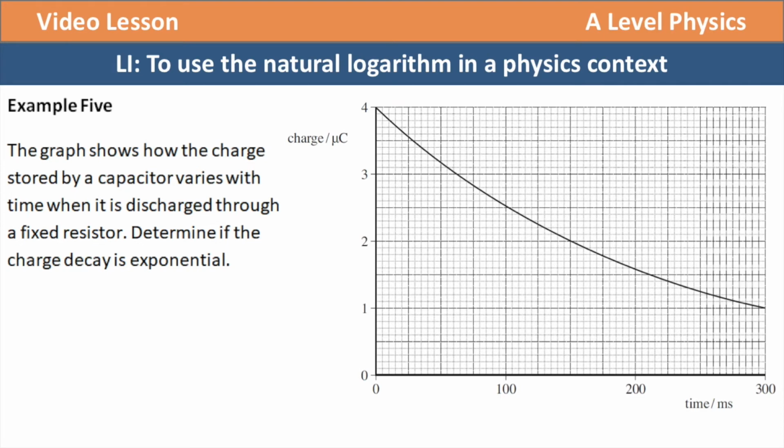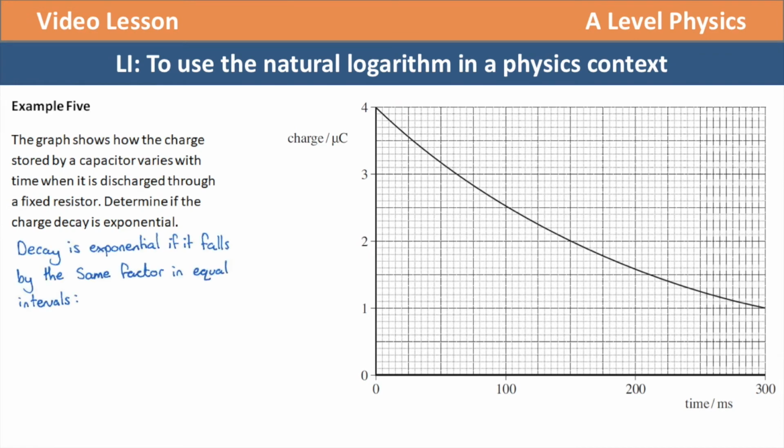Now this was taken from an exam paper. We can see that we've got charge in microcoulombs on the y-axis and we've got time in milliseconds on the x-axis. I would start off, because we want to actually prove that it's exponential, by stating what exponential decay actually is. It's exponential if it falls by the same factor in equal intervals.